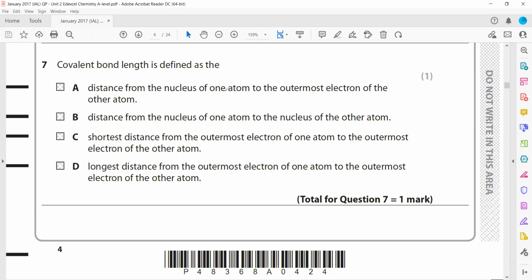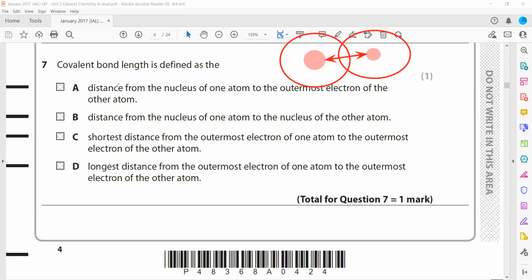The distance from a nucleus of one atom to the outermost electron of the other. For example, this is a nucleus, then we have this outer electron, this one is another outer electron, and the second nucleus. So how do we define the covalent bond length? It is actually the distance between the two nuclei. That's called a covalent bond length.